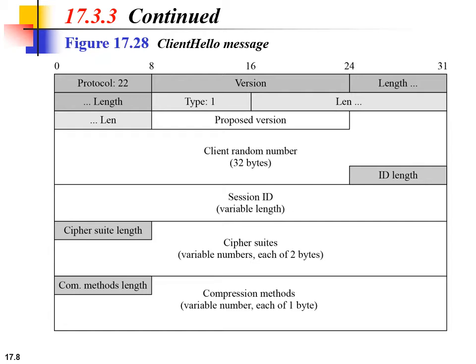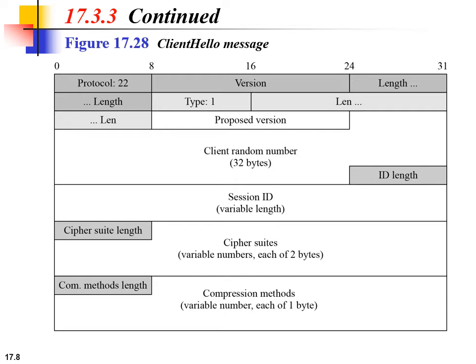Then the next one is compression method length. This 1-byte field defines the length of the client proposed compression method list. Then the next one is the compression method list. This variable length field gives the list of compression methods that the client supports, and the field lists the methods from the most preferred to the least preferred. Here each method is encoded as a 1-byte number.